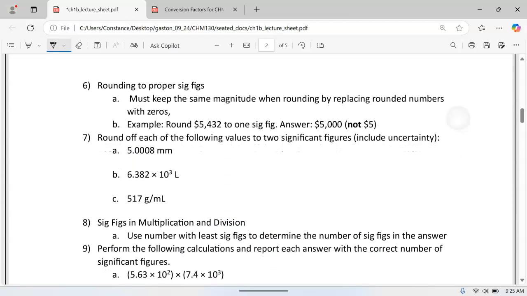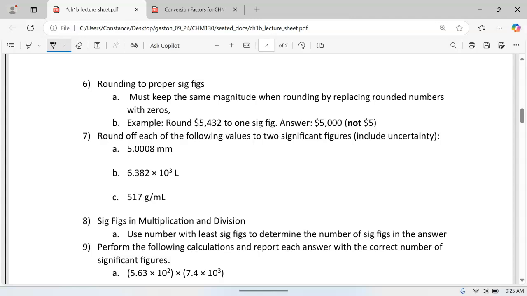Now we're going to move on to rounding to the proper number of sig figs. So the important thing here is that we have to keep the same magnitude when we are rounding by replacing rounded numbers with zeros. And the example that I have is if you have $5,432 in your bank account, and I told you to round that to 1 sig fig, well, the 1 sig fig would be the leftmost non-zero digit, which would be that 5. But if I simply wrote it down as 5, then I would be telling you that you had $5 in your bank. And I know that that would upset you, right? You have about $5,000 in your bank.